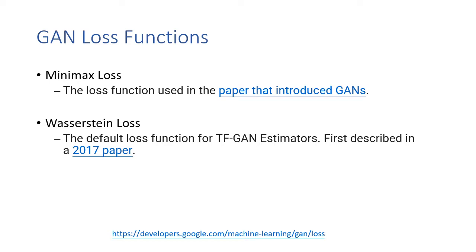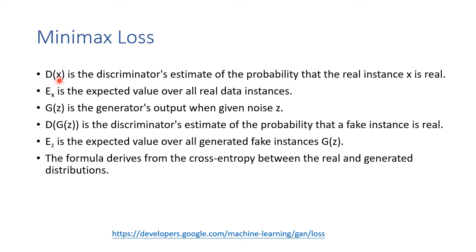Let's look at the minimax loss. X is the real data. D of X is the discriminator's estimate of the probability that the real instance X is real. So the higher the output of D of X, the higher the probability that the input X is real. E_x is the expected value over all real data instances. G of Z is the generator's output when given noise input Z. Therefore, D of G of Z is the discriminator's estimate of the probability that a fake instance is real. So the generator will try to cheat the discriminator to make this output have a higher value. E_z is the expected value over all generated fake instances G of Z.